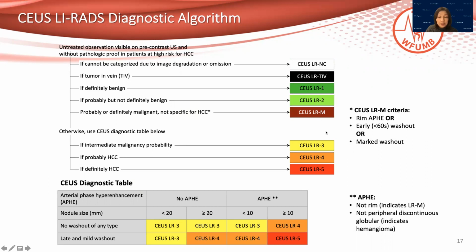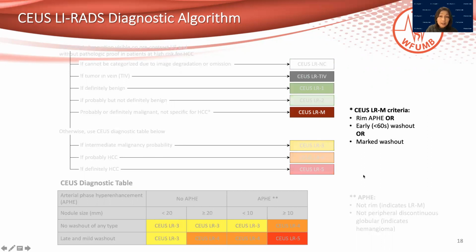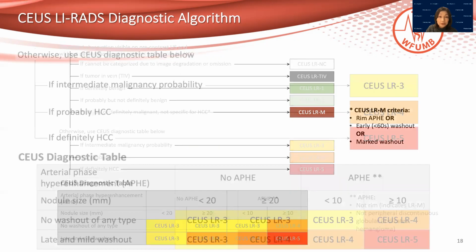The next is LIRADS M. So what are the LIRADS M criteria? It is any one of three criteria: rim AFI, or early washout, or marked washout, which I'm going to review in a few minutes. If any of these are met, then the nodule will be categorized as LIRADS M. And for the rest, we will apply this table. So let's go to the table.